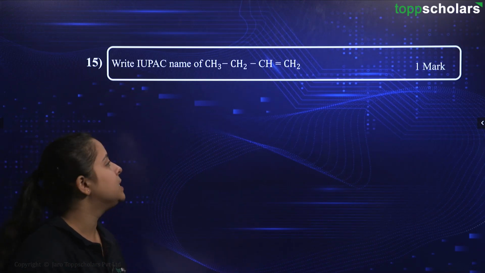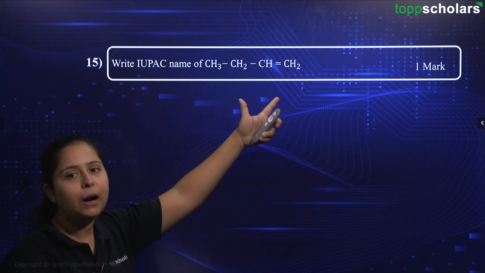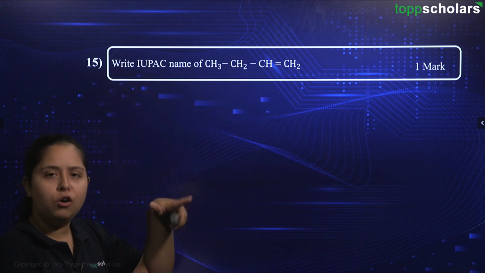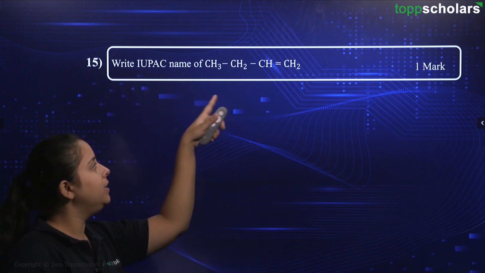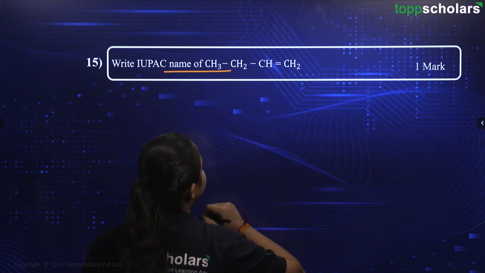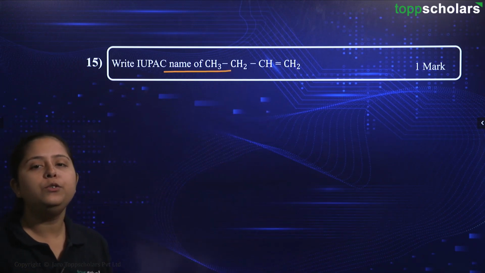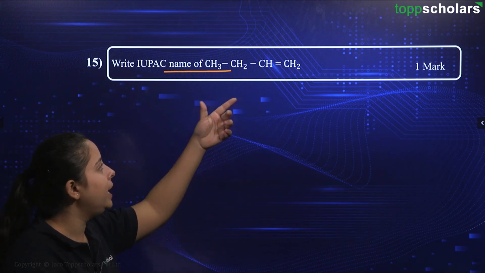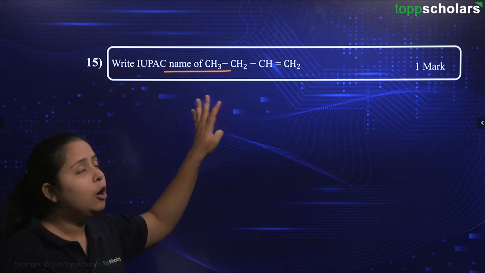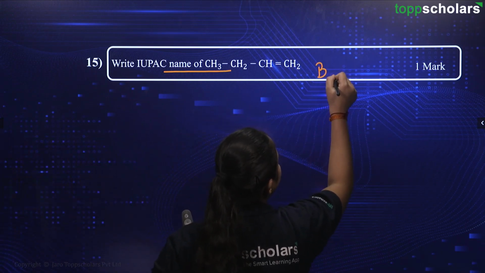Here is the question asked for 1 mark. See, we have just discussed, you could be given the structure of the compound and asked to name it, or given the name of the compound and asked for the structure. So the question says, write the IUPAC name of CH3CH2CH=CH2. I want you to pause this video and try to name the parent compound over here. How many carbon atoms are present? Yes, they are 4 in number. So obviously we will have but.